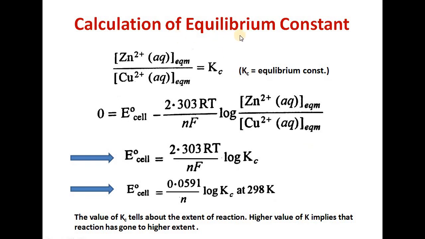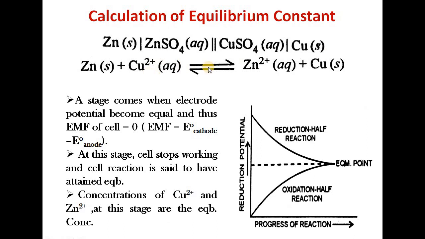Okay, we have to calculate the equilibrium constant. So we will consider the equilibrium stage of this cell reaction. At equilibrium, what is happening? The EMF of the cell is becoming 0. So at that time, the concentrations of zinc 2 plus ion and copper 2 plus ion will be the equilibrium concentrations of these ions. Now, from this expression, the standard EMF of this cell will be equal to 2.303 RT by NF log Kc, where Kc is the equilibrium constant. The equilibrium constant is given by the molar concentration of zinc 2 plus divided by the molar concentration of copper 2 plus at the equilibrium stage, as we can see from this equation.